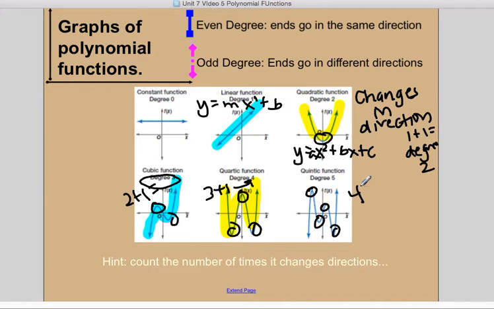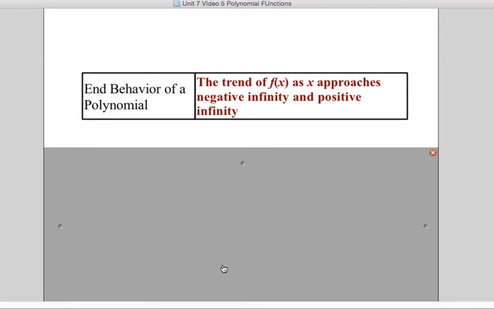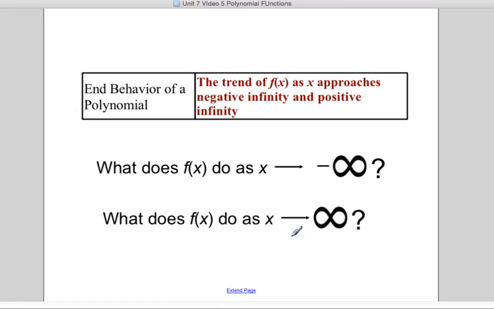Okay. Let's go ahead and look at the end behavior of a polynomial. Okay. So the end behavior is the trend of f of x as x approaches negative infinity and positive infinity. All right, so maybe just let's look at it.